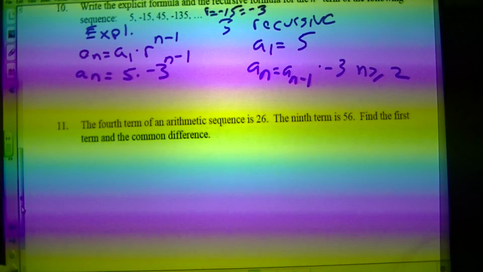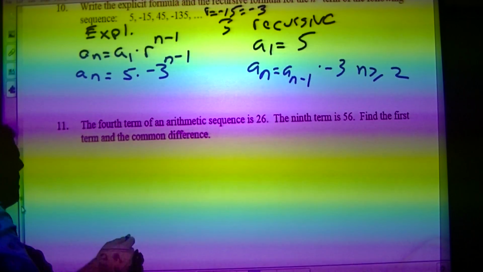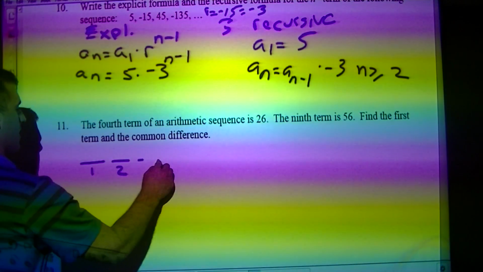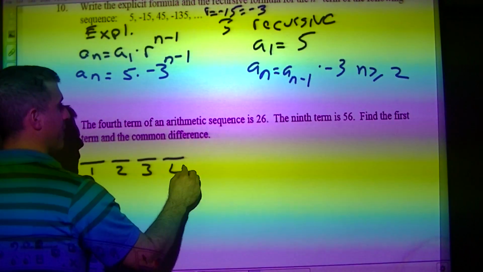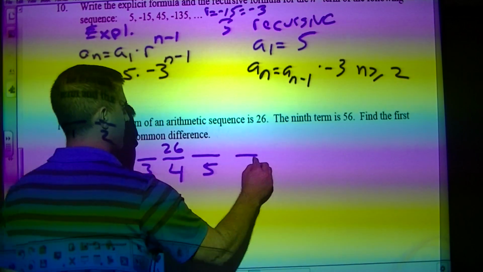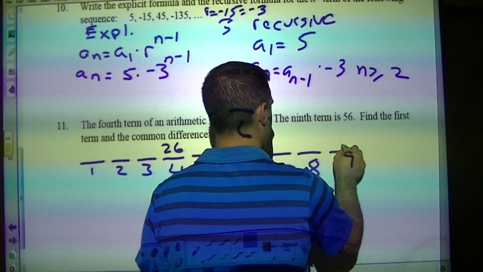The fourth term of the arithmetic sequence is 26. The ninth term is 56. Find the first term and the common difference. Okay, so what I got here is I don't know the first, I don't know the second, I don't know the third. The fourth, I know. The fourth is 26. The fifth I don't know, the sixth I don't know, the seventh I don't know, the eighth I don't know, and the ninth I know, which is 56.